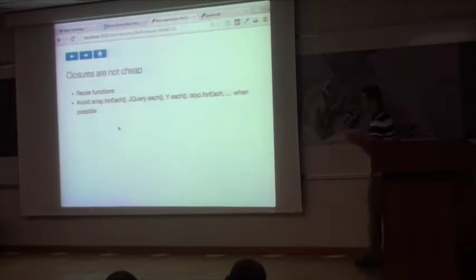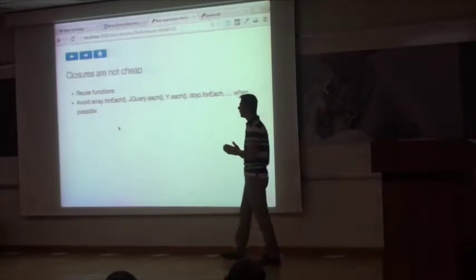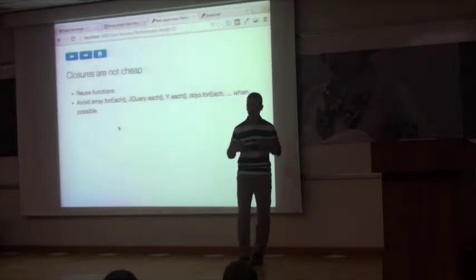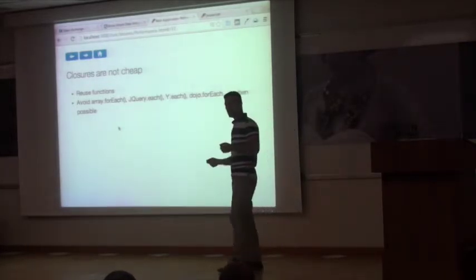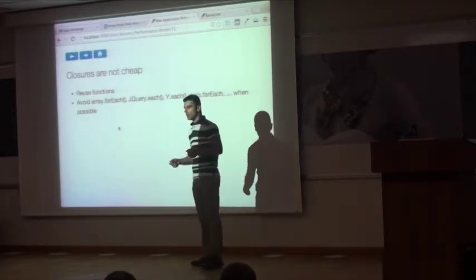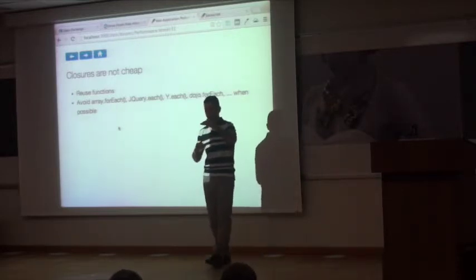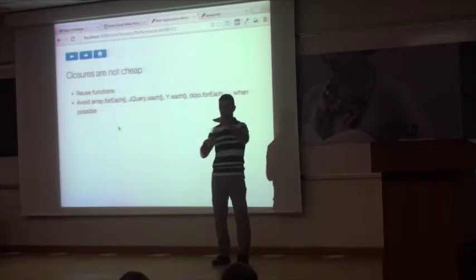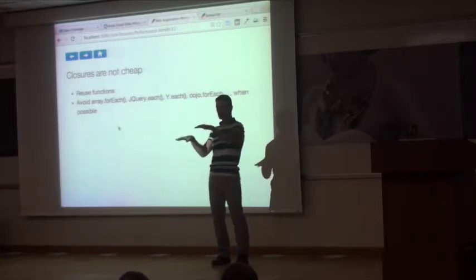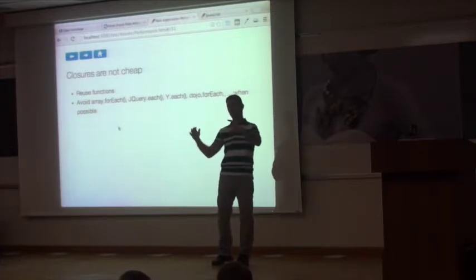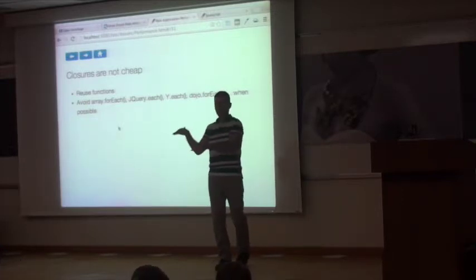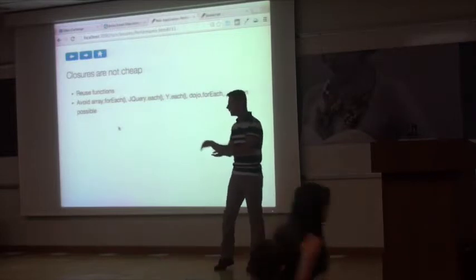Okay, guys, another thing. So closures are not cheap. What is a closure? A closure is basically a function, right? Every time you make a new function, that's adding overhead because each function has its own scope, right? Each function has data structures that can store local variables and local functions and local whatever, right? So every time you spawn one of these, it's actually overhead.